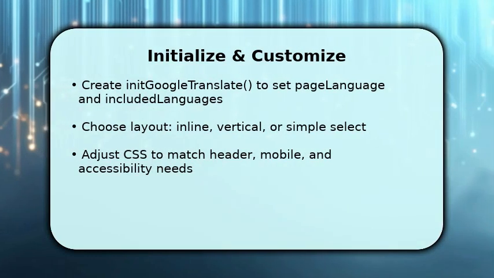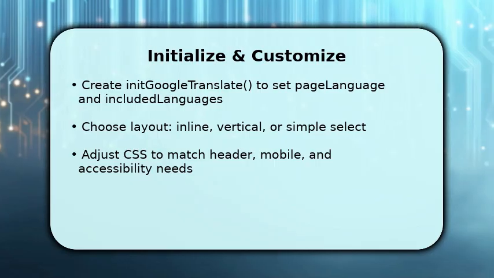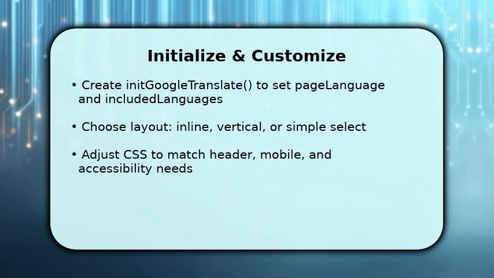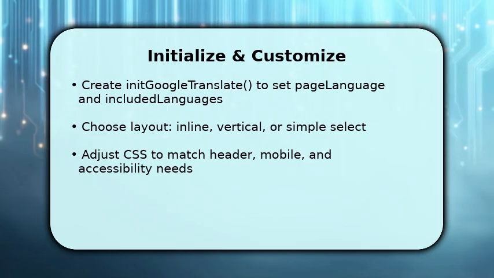Now you'll write the init function that controls behavior. In init Google Translate, set page language, included languages, comma-separated codes, and layout style. This tells the widget which translations to offer and how to render.